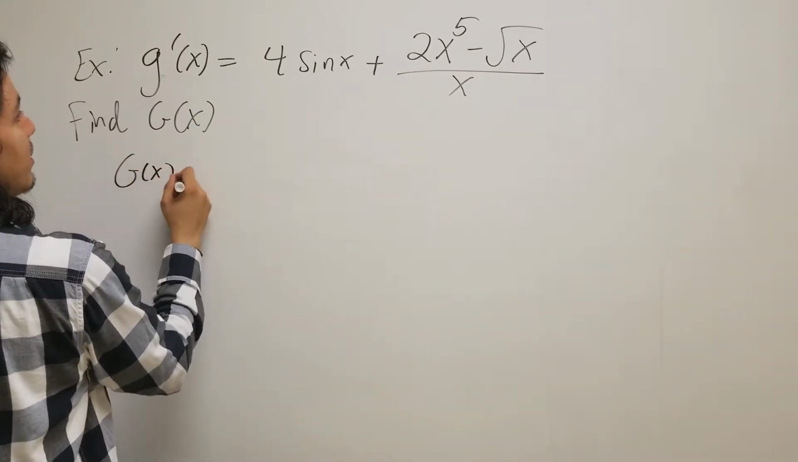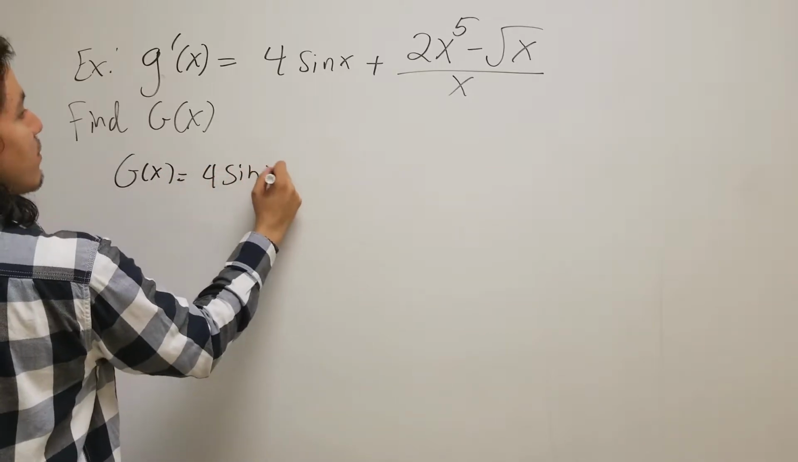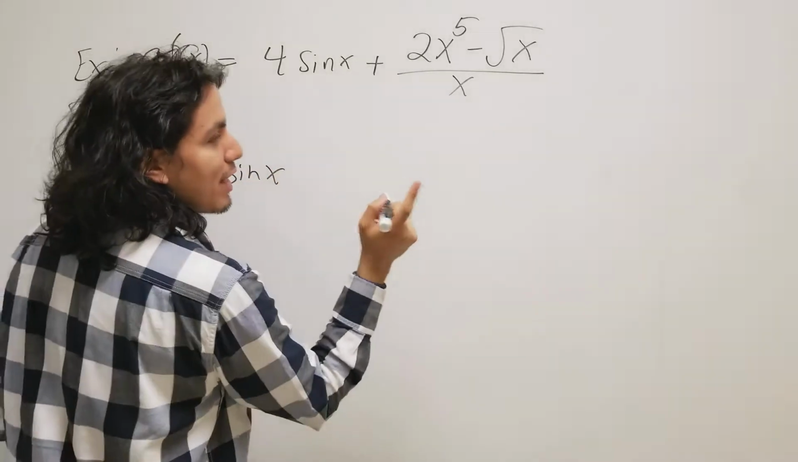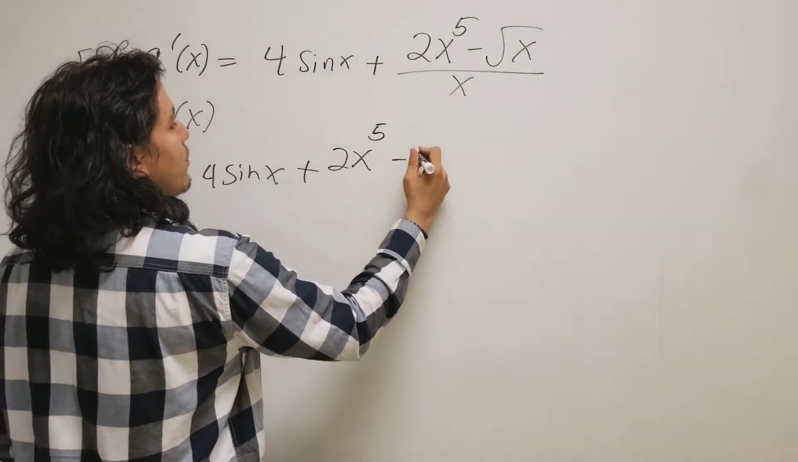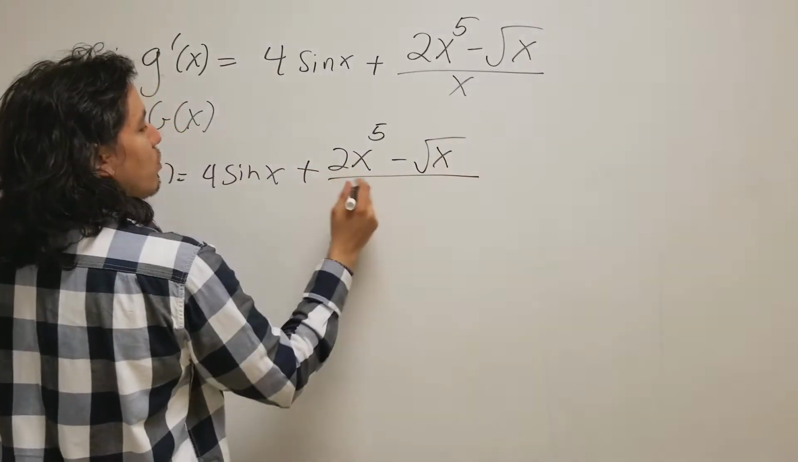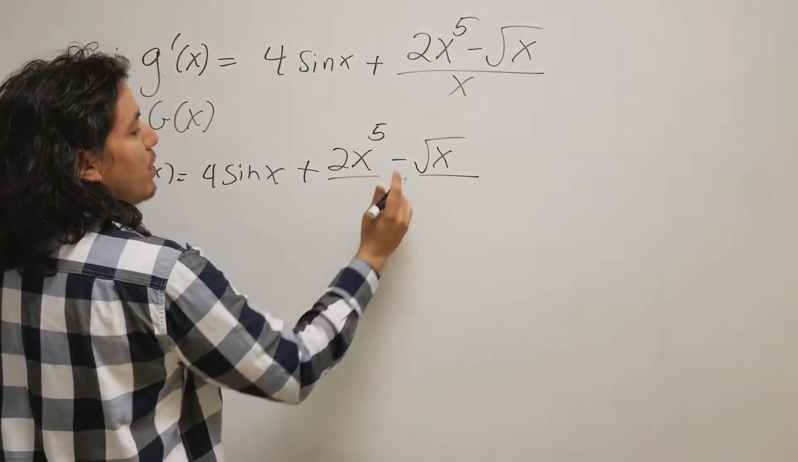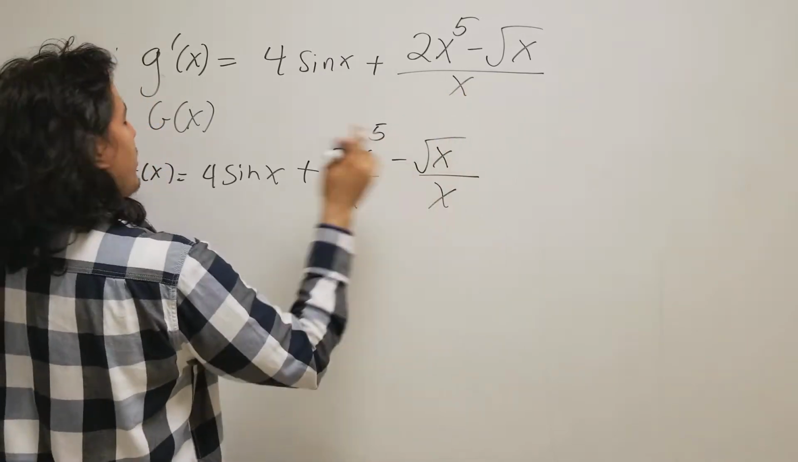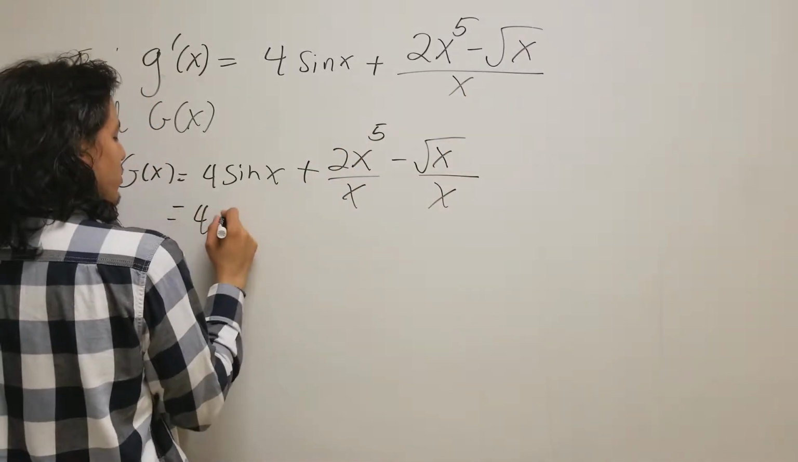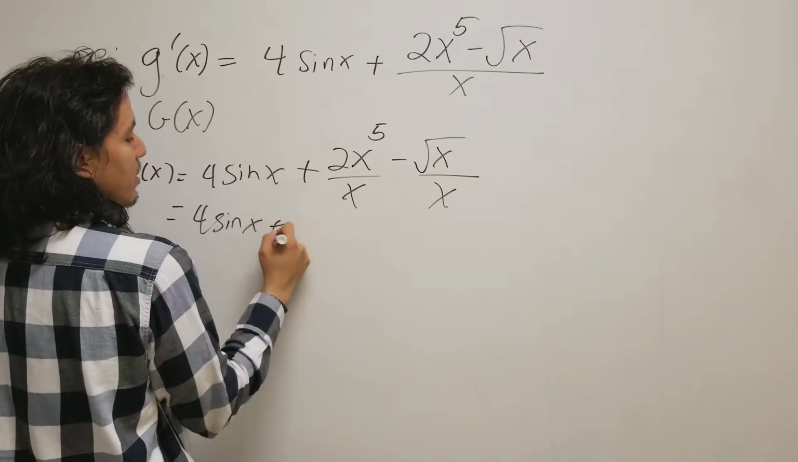So g of x, right? We still have 4 sine of x, but before we do the actual antiderivative, we're going to do some algebra. So it's 2x to the 5th minus root x all over, well sorry, not all over, but we're going to break up this denominator into each numerator. So now this is still some algebra here, we've got to manipulate this thing.